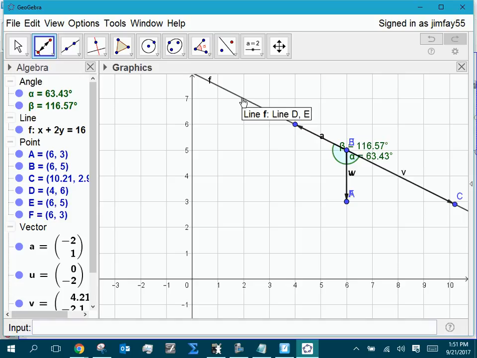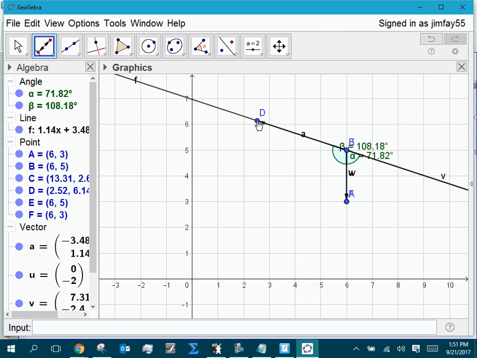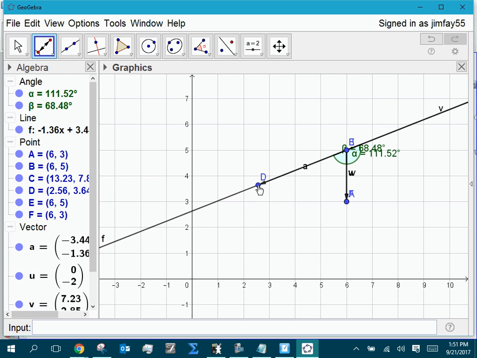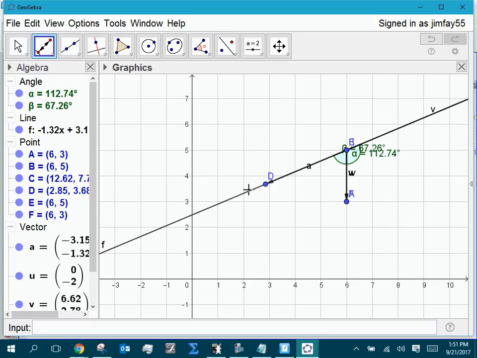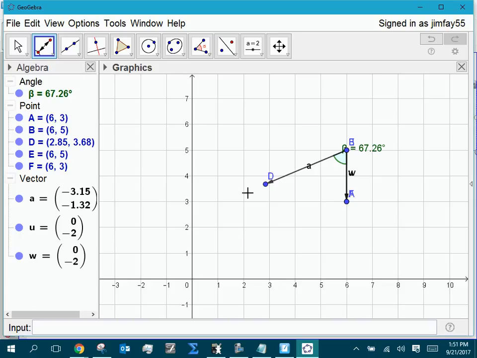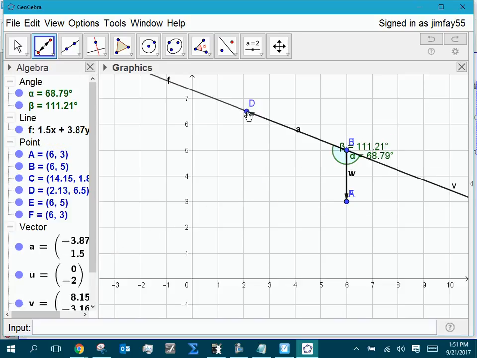So they are supplementary, and because they form that line, no matter where I move them, they're always going to be supplementary, and they form a line, so they're a linear pair. Does that make sense? Linear pairs are always supplementary. But if I get rid of that line, see if this works the way I want it to. It didn't.